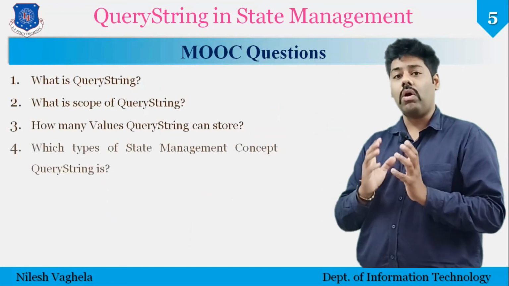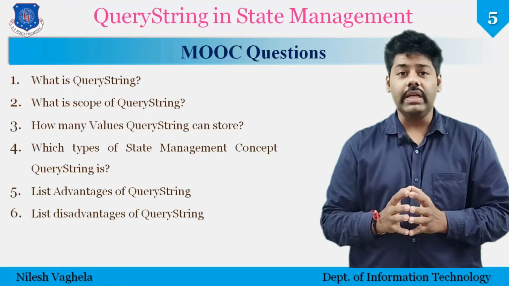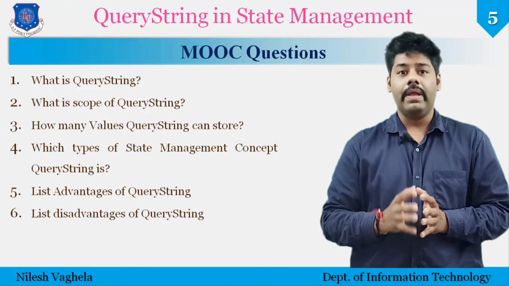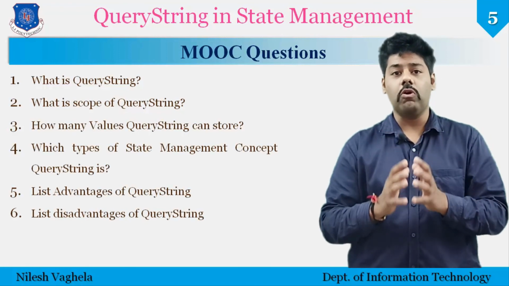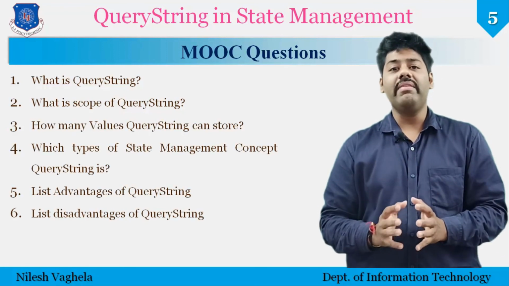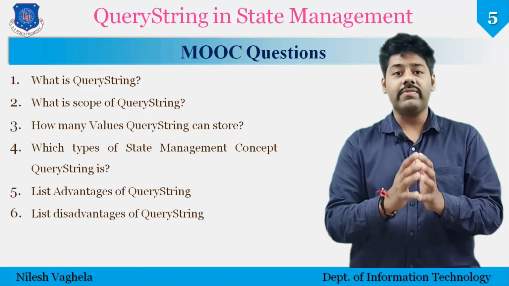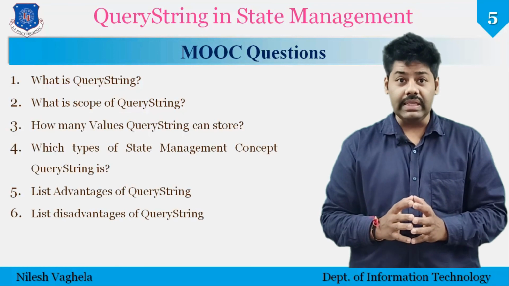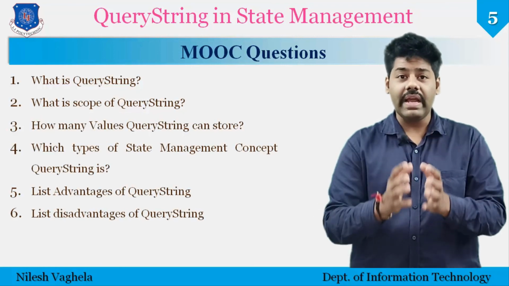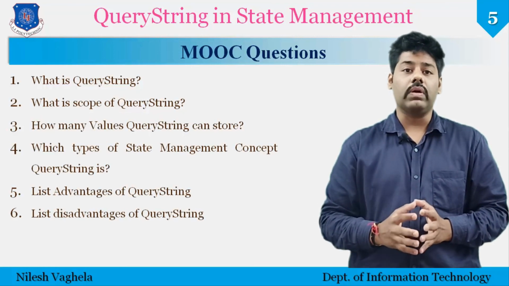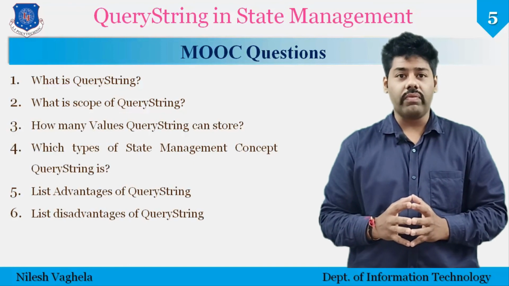So the question is, what is query string? Your next question is, what is the scope of query string? How many values a query string can store? Which type of state management query string is, right? What are the advantages of query string? What are the disadvantages of query string?